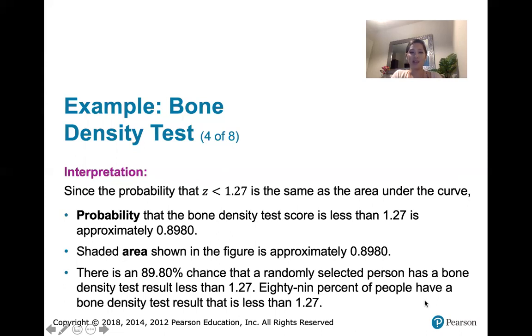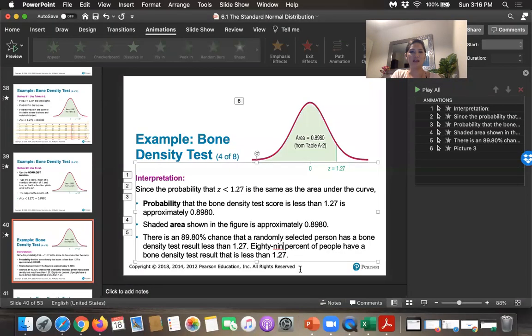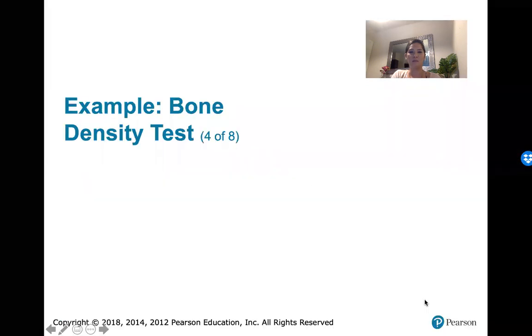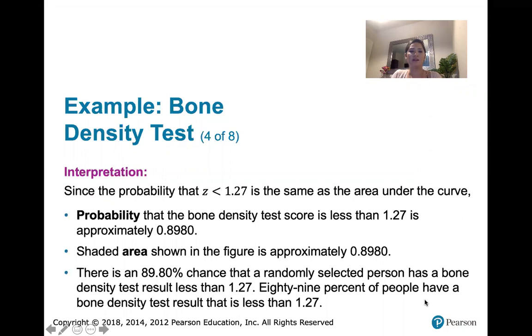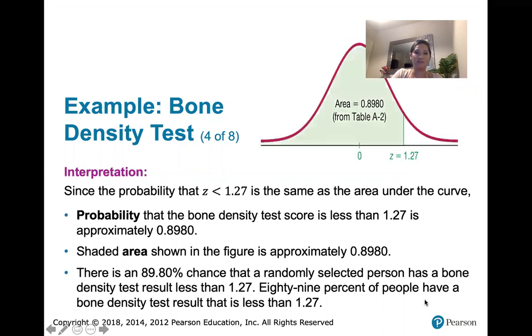Now we can interpret that to mean that there is an 89.80% chance that a randomly selected person has a bone density test result that's less than 1.27. Or you can interpret that as saying that approximately 89% of people have a bone density test result that is less than 1.27. Okay, so that's how we use table A2 and technology, Excel, to find the area to the left.